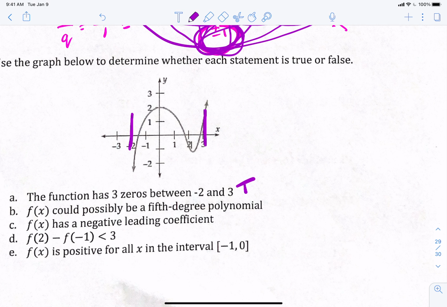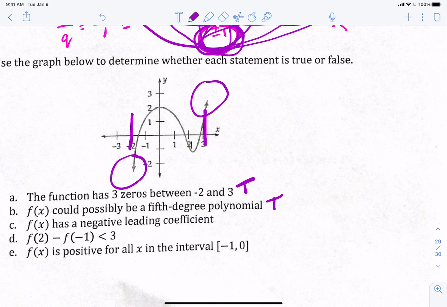B. F of x could possibly be a 5th degree polynomial. Why not? Because there's not enough humps. Technically the other humps could be imaginary. But the thing that I would look at is, is it going opposite directions? Yeah. X to the 5th power has to go opposite directions. Yeah, I would say true. That one's kind of a tricky one, because usually that would just be an x to the 3rd power, but it could technically be x to the 5th.